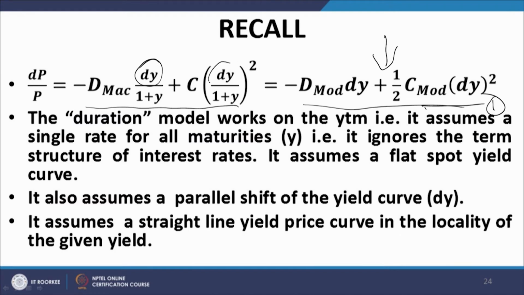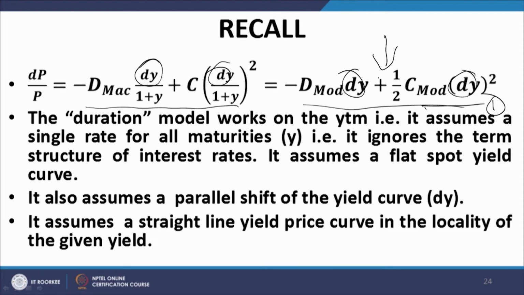The dy that we consider in the duration model, the dy that you see here, is uniform across all maturities. In other words, the term structure or the spot yield curve shifts parallel to itself by an amount of dy. So, that is the second fundamental assumption. Two important assumptions in the duration convexity model: number one, we work on the basis of YTM, that is, we assume a flat yield curve, and then the shift is also flat, that is, parallel to the original spot yield curve.